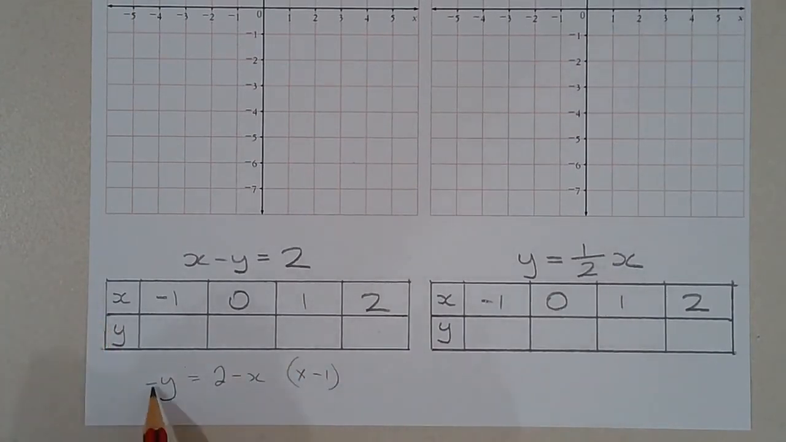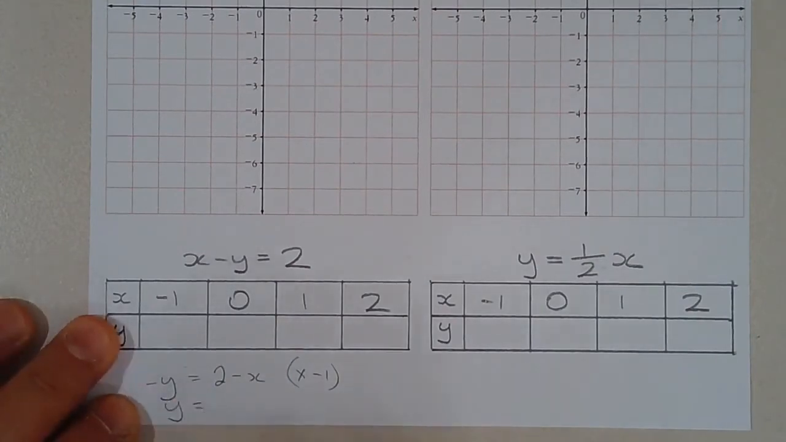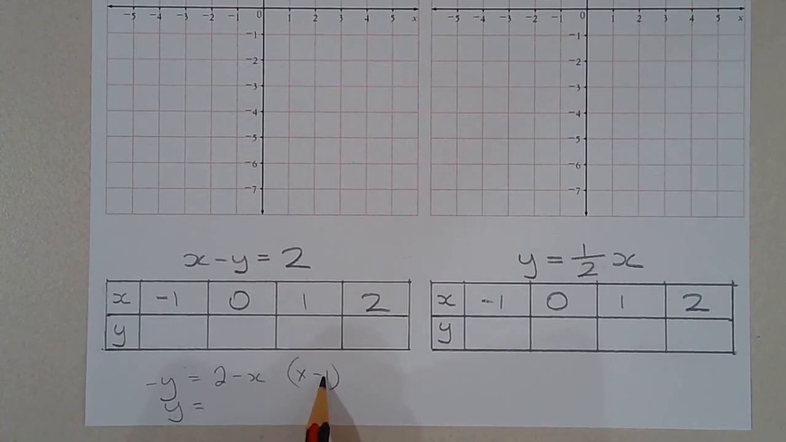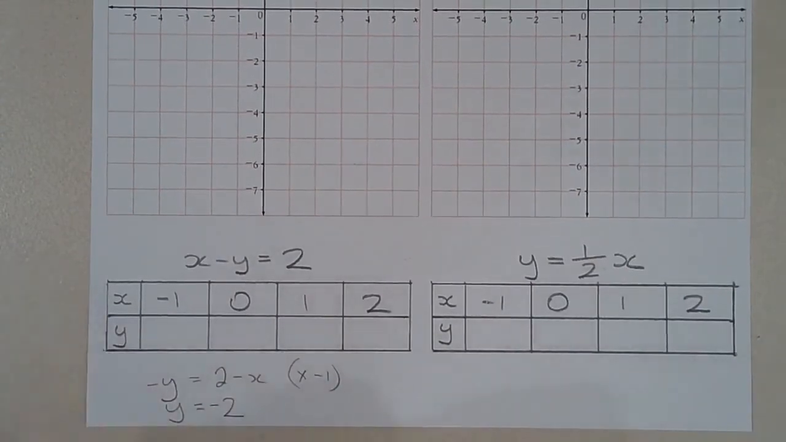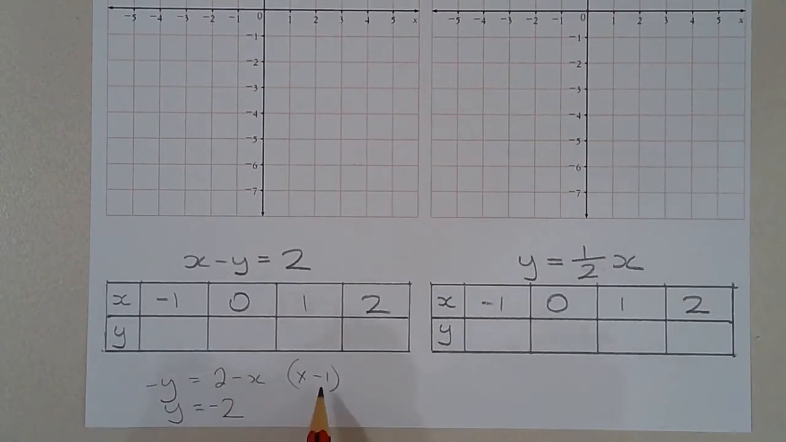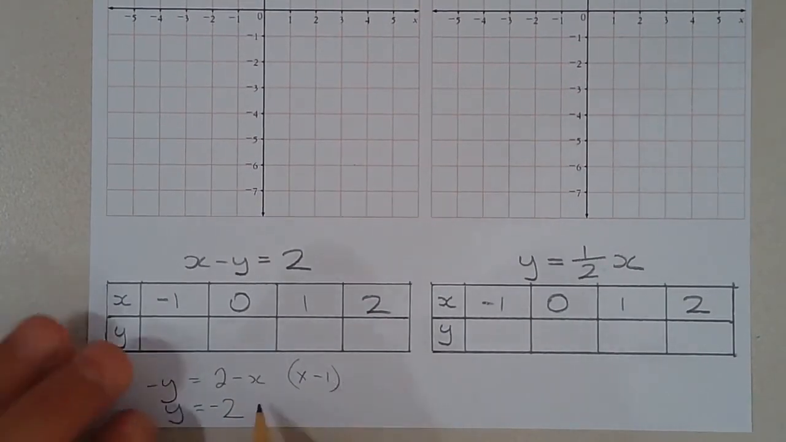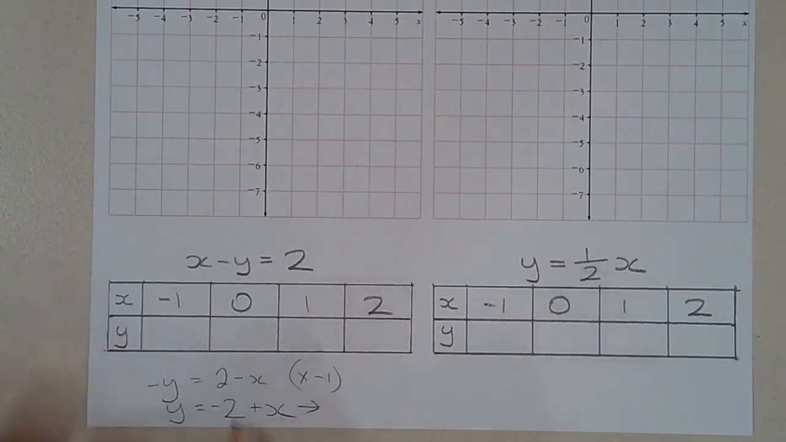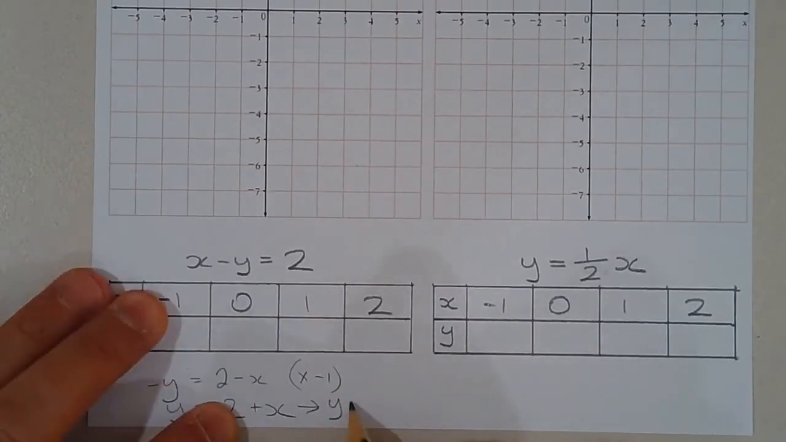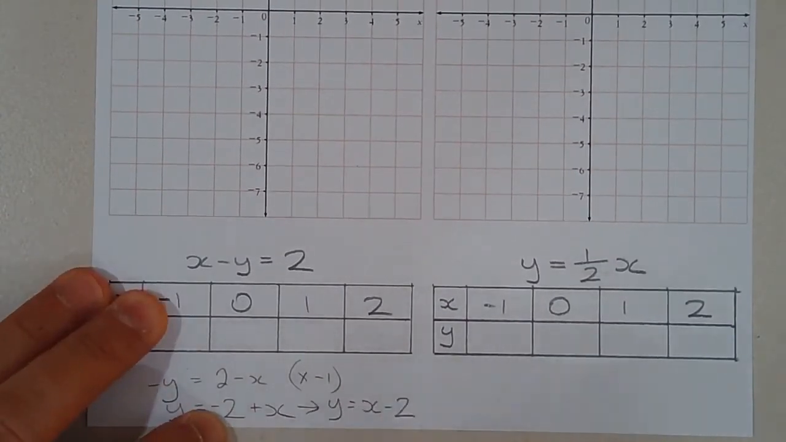So what does that do? Multiplying by negative 1 will make the negative y into a positive y. Multiplying 2 by negative 1 will make the 2 into a minus 2. And multiplying a negative x by a negative 1 will turn it into a positive x. So we in fact have y equals negative 2 plus x. Swapping those two around, we have y is equal to x minus 2.